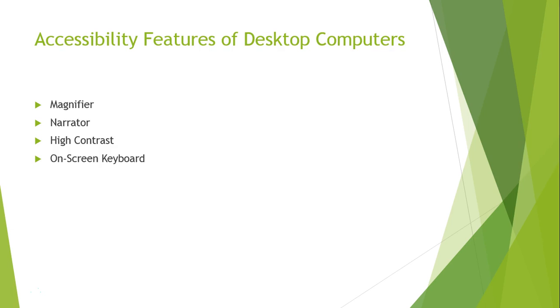So let's take a look at desktop computers. Many of you might have desktop computers within your learning environment, in the classroom, or in a computer lab. And there are several key accessibility features that every desktop or laptop or mobile device, such as a tablet, has. They have a magnifier, and a magnifier enlarges the content or information on the screen for you to see.